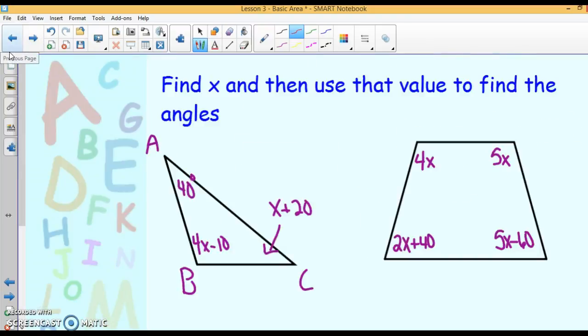All right. I want you to find x. And then once you find x, use that to find the value of the angles. Go ahead and pause this and work these two problems out.